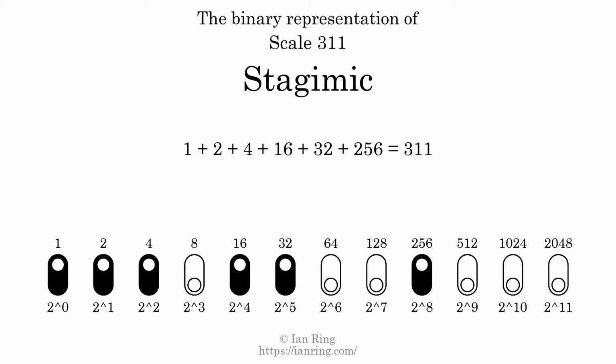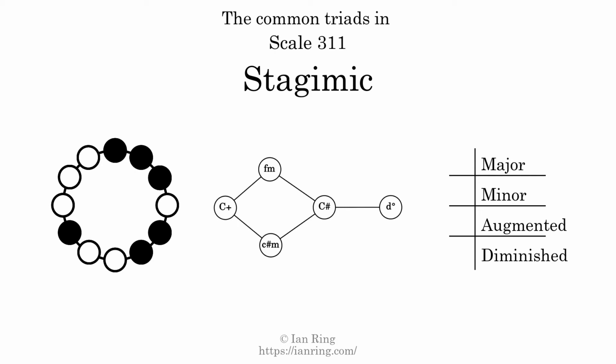The scale number not only enumerates the scale with a unique index, but it also literally describes the tonal content of the scale. Represented as a binary number in base 2, the scale number is 0001001101111. Here are the common triads present in this scale.